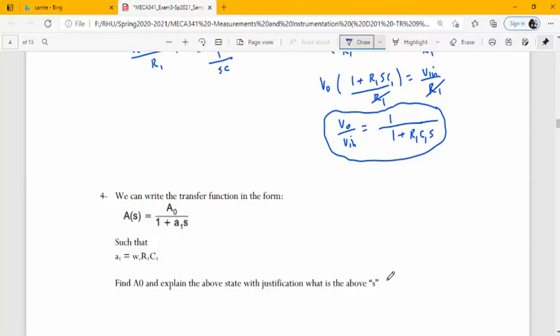of the low pass filter, okay, and we are asked to find if it is in the following form. So this is in S domain, such that S is equal to J omega, okay. So this is in S domain. Now we can write the transfer function in this form, such that A1 is equal to omega C R1 C1. We need to find A0 and explain and justify what is S in this transfer function.